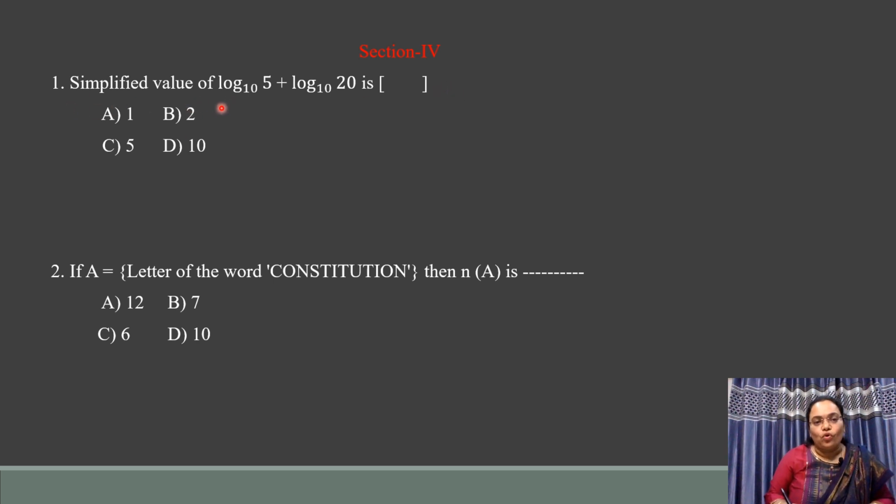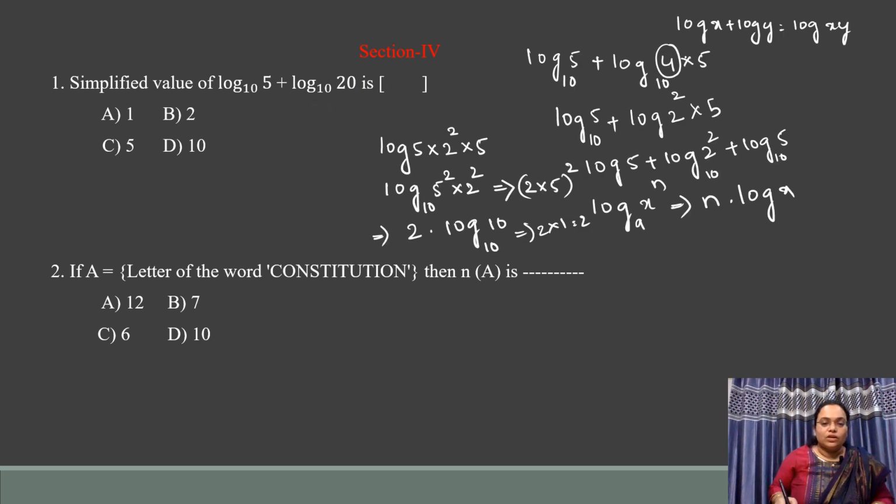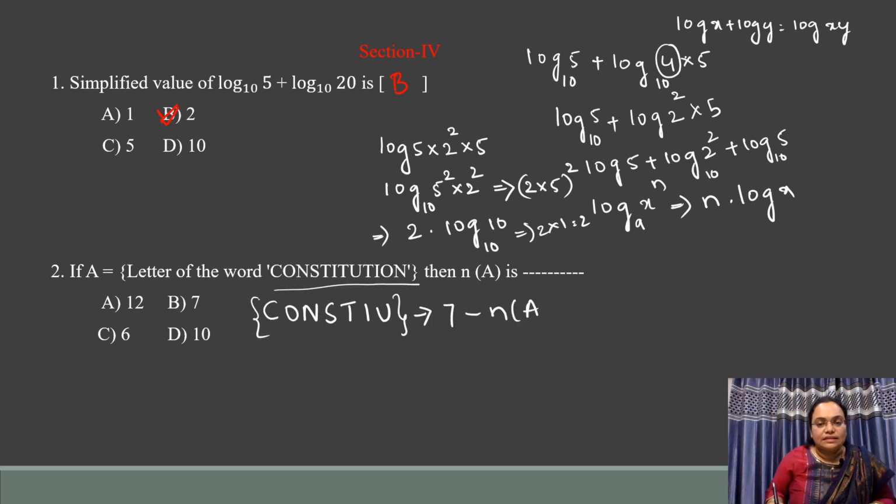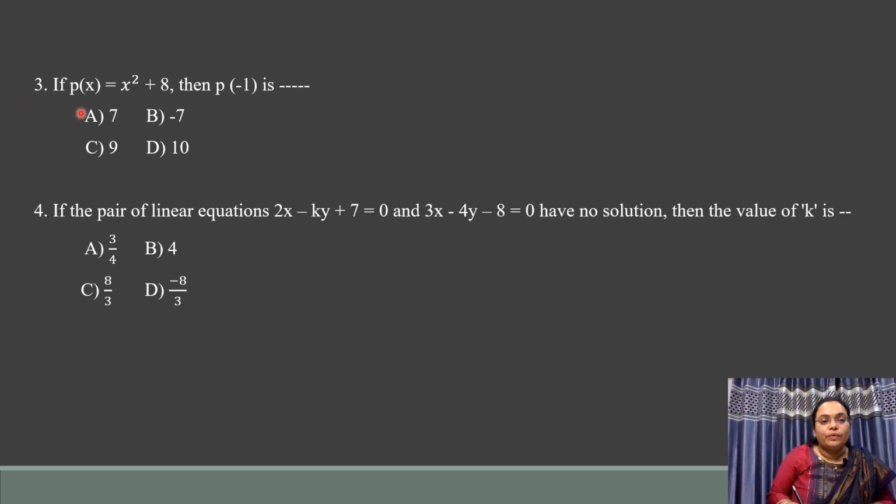Simplified value of log 5 to the base 10 plus log 20 to the base 10. So your answer is B, 2. The next one is, if A is equal to letters of the word constitution, then n of A, you need to find the cardinal number of A. n of A is 7, okay, which is B. Third one is if p of x is equal to x square plus 8, then find the value of p of minus 1, that is C.